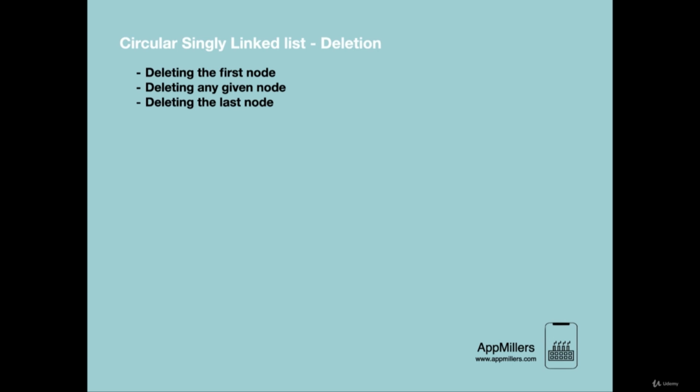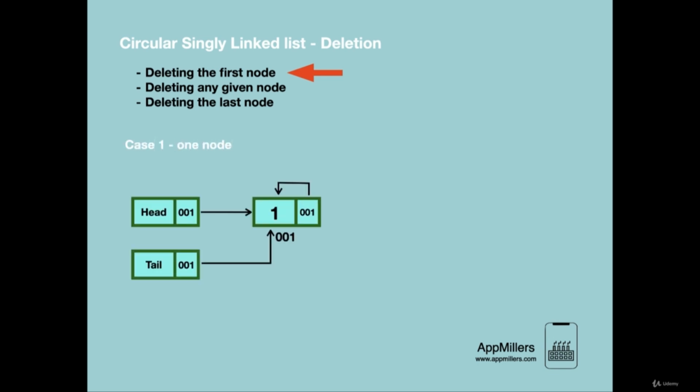So let's look at the first case. The first case is deletion of the first node. Here again we have two cases. The first case is if the first node is the only node in the single linked list. All we have to do here is delete all references that point to node 1. Here we know that there are three references that point to node 1 in this case. The first reference is from the head, the second reference is from the tail, and the third reference is that this node is referencing itself because this is a circular single linked list.